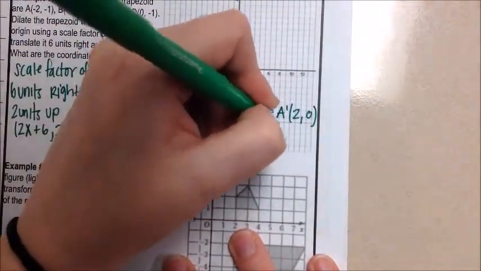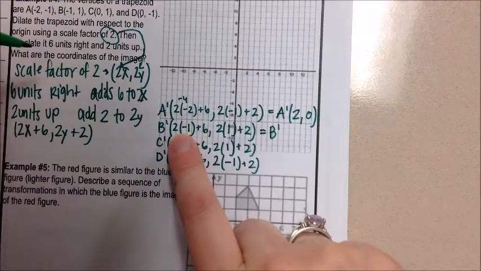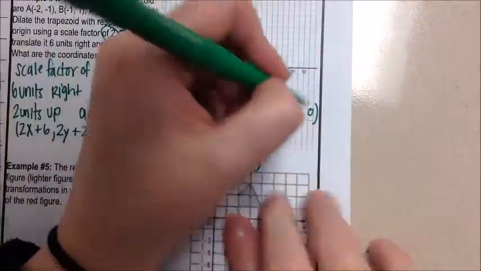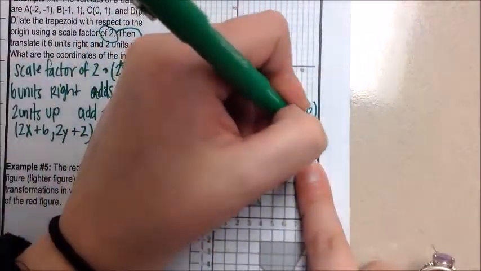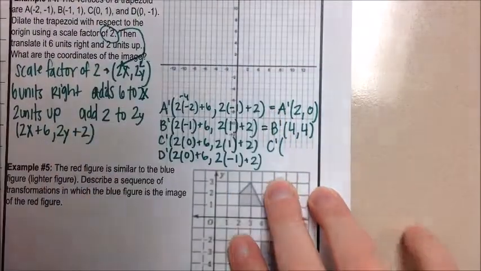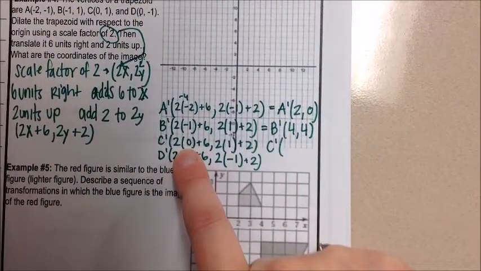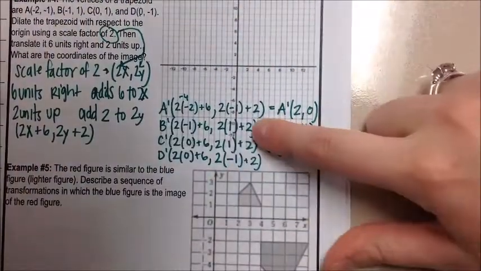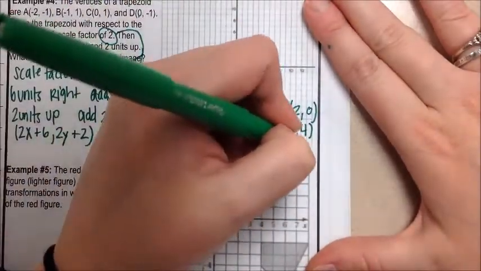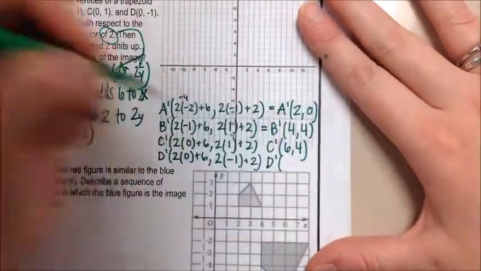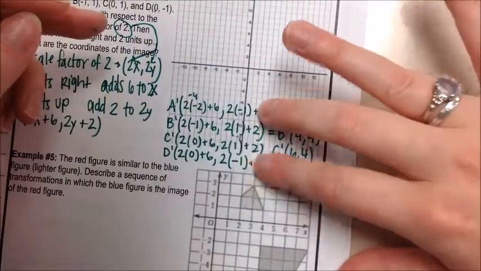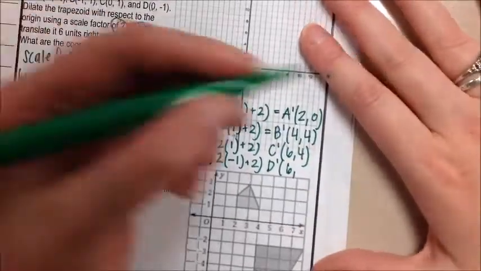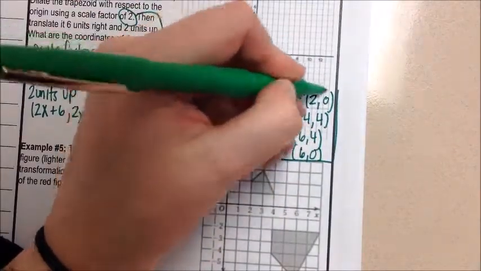Okay? And then B prime, so 2 times -1 is -2, plus 6 is 4. Okay, 2 times 1 is 2, plus 2 is 4. So that one's at 4, 4. Okay. C prime, 2 times 0 is 0, plus 6 is 6. And then these have the same y coordinate, so I'm not going to stretch my brain, but I don't have to. Okay. These have the same x coordinate, so that's going to be 6. And these two, if you look, they're set up exactly the same, have the same y coordinate, so I'm going to put that one there. So that is my answer, my final answer. Okay?